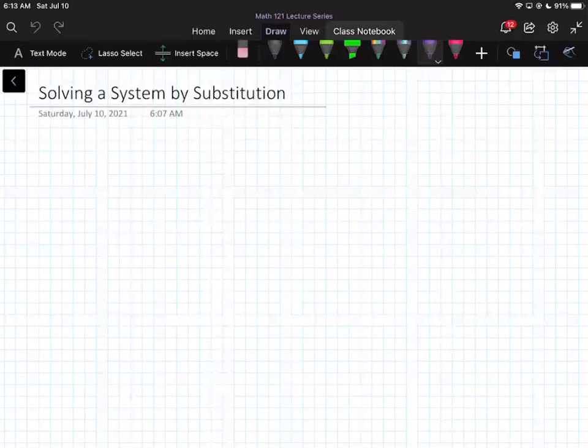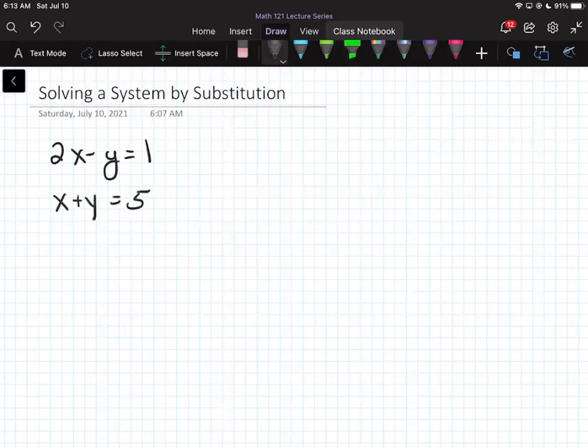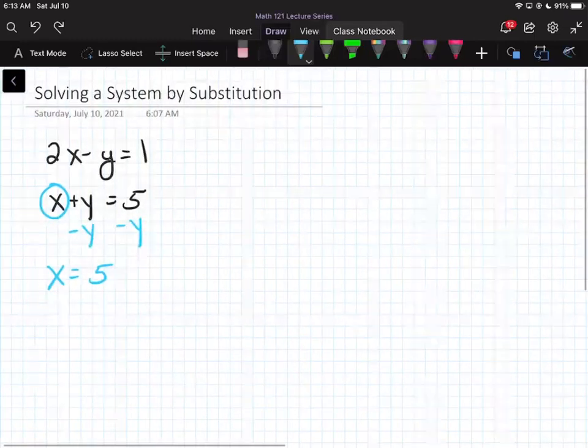One way to solve a system algebraically is to use substitution. Substitution is often the easiest method when one of the variables has a coefficient of 1. In this case, we have several choices, but I'm going to choose to solve for x here and then substitute it into the system. Notice when I solve for x, I'm going to subtract y from both sides, so I get x is equal to 5 minus y.